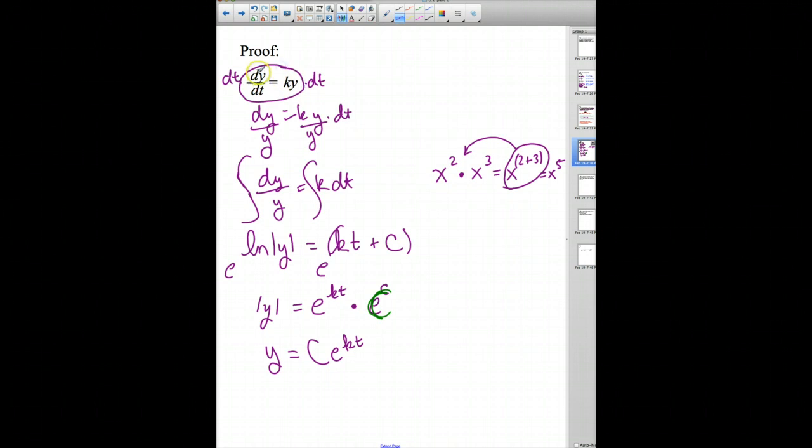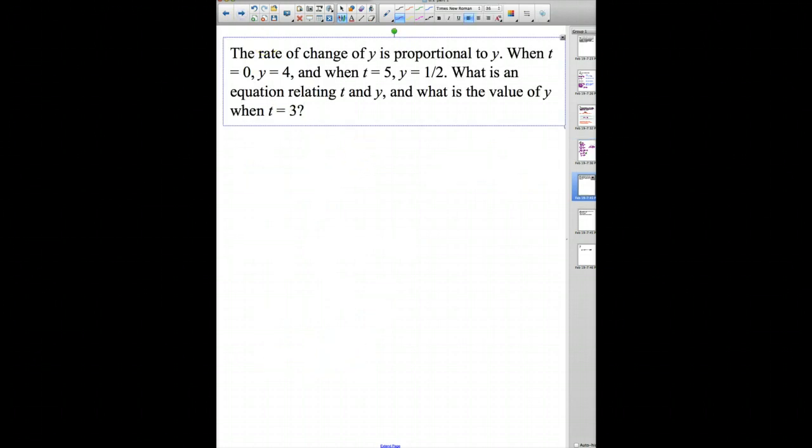So now that we know that if we ever have any sentence in the beginning of a problem that says that the rate of change of y, that's this side, is proportional to y, then we don't have to work through all this stuff to get to an equation that relates t and y. We can just assume that this, which is the sentence I just said, morphs into this. So we can just use this equation.